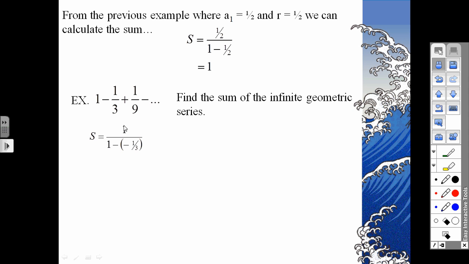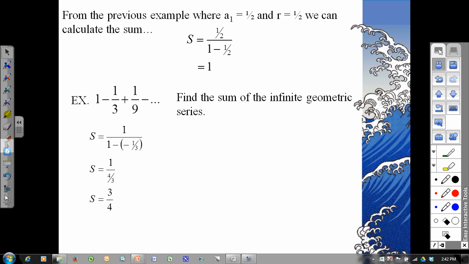So we take the first term, divide it by 1 minus our common ratio. Work that all out. We get 1 over 4/3, which is the same as 3/4. So that means this whole series, if we took this out to an infinite number of terms, would eventually approach 3/4 as an answer. And that's what you're going to be doing. When they say find the sum of the infinite geometric series, that's what they're saying. Okay, pretty simple. I think you'll like this section.